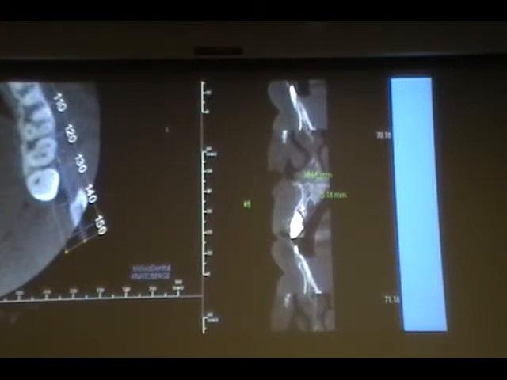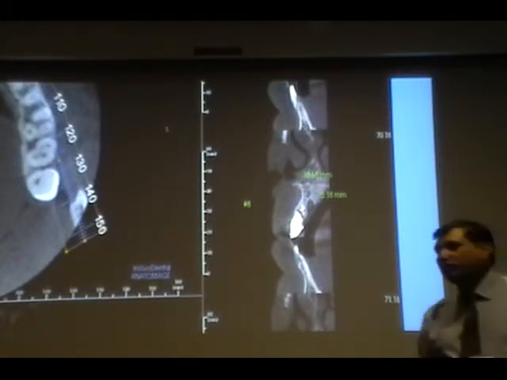And also what you could do is an aspiration biopsy. That means you stick a needle there, try to aspirate to see if there is fluid, because cysts are generally fluid filled.